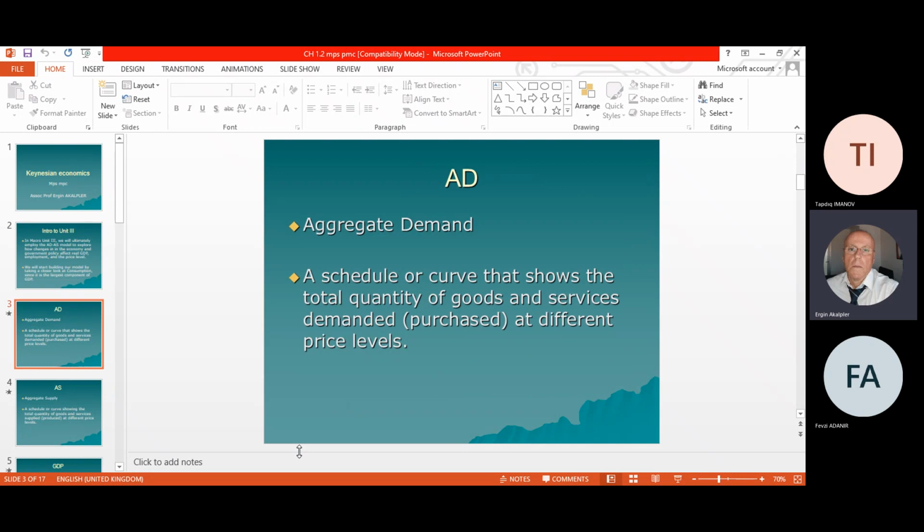The aggregate demand is the schedule or curve that shows the total quantity of goods and services demanded, so-called purchased, at different price levels, which we did in the last lecture. The aggregate supply is a schedule or curve showing the total quantity of goods and services supplied, produced, at different price levels.